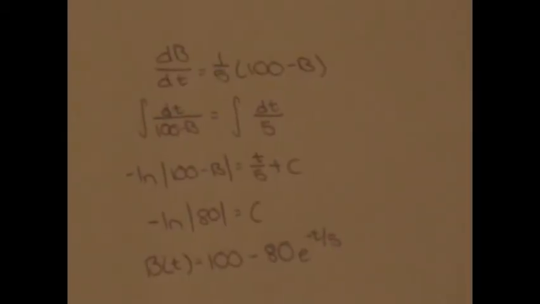To do separation of variables, you split up 100 minus b and 1/5. You then integrate both sides and get negative ln of 100 minus b equals t over 5 plus c. To find c, you substitute in your initial condition 0, 20 and find that c equals negative ln of 80. You then solve for b and find that b equals 100 minus 80 e to the negative t over 5.